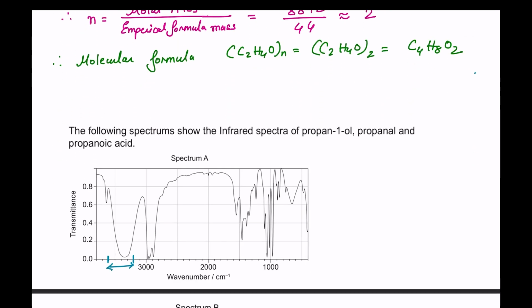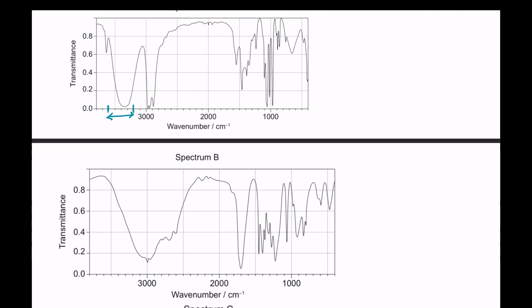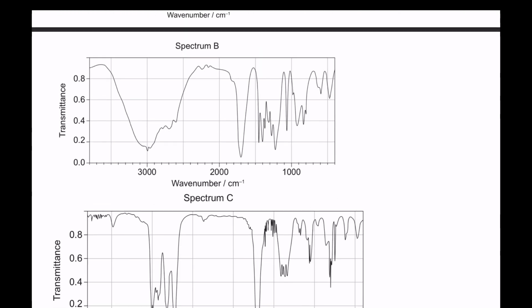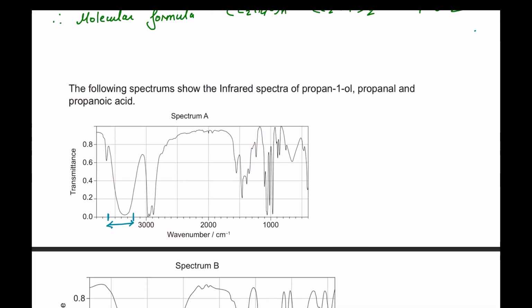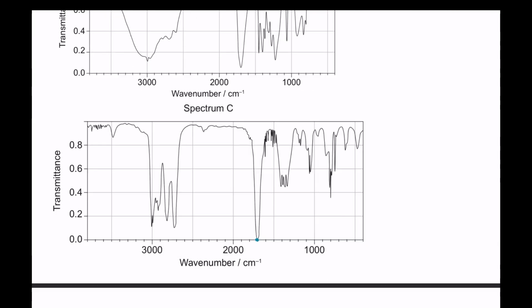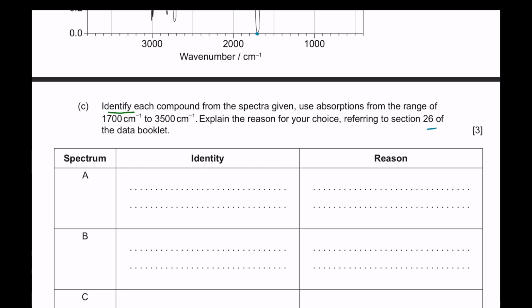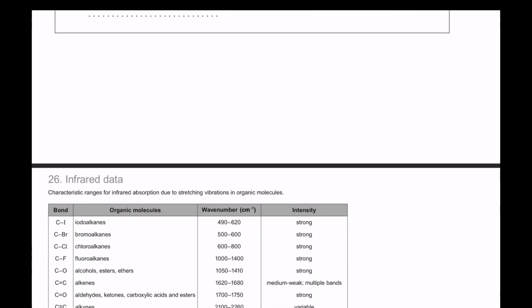Now going on to the next part, we have these spectra. We are given 3 spectra: spectrum A, spectrum B and spectrum C. The question starts like this: the following spectra show the infrared spectra of propan-1-ol, propanal and propanoic acid. So firstly, we have to identify each compound. We have to use the range from 1700 to 3500 centimeters inverse, and we have to use section 26 of the data booklet. So I have section 26 here.